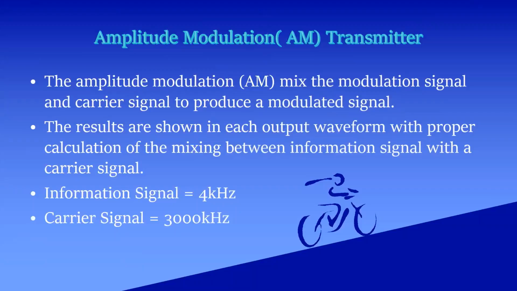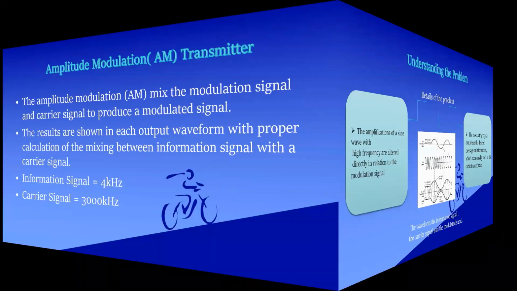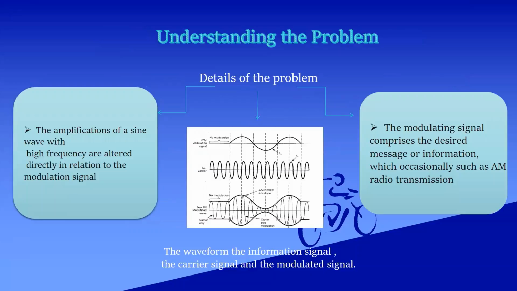The amplitude modulation mixes the modulation signal and carrier signal to produce a modulated signal. The results are shown in each output waveform, which is the calculation of the mixing between information signal and carrier signal. As stated in this slide, the information signal is 4 kHz and the carrier signal is 3000 kHz or 3 MHz. Okay, next is the detail of the problem.